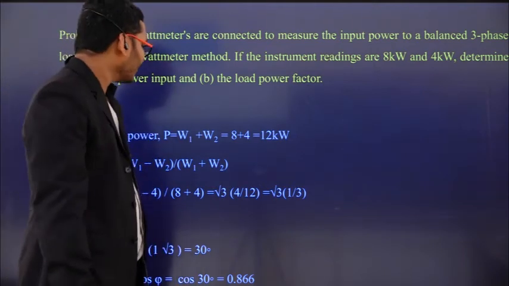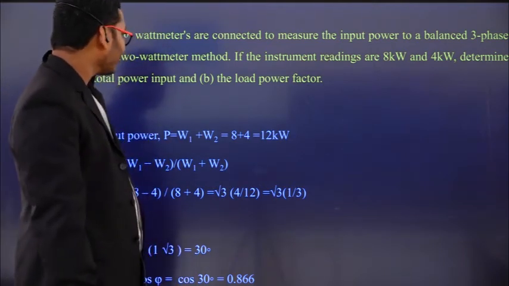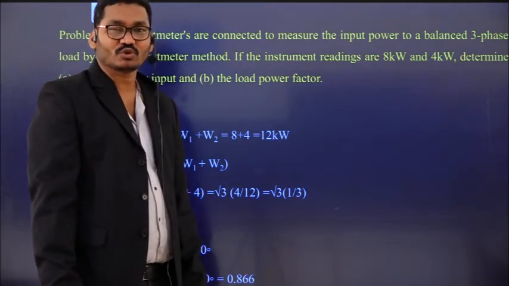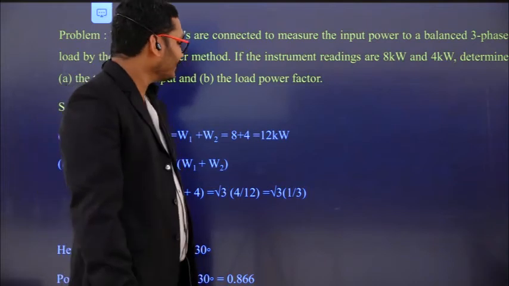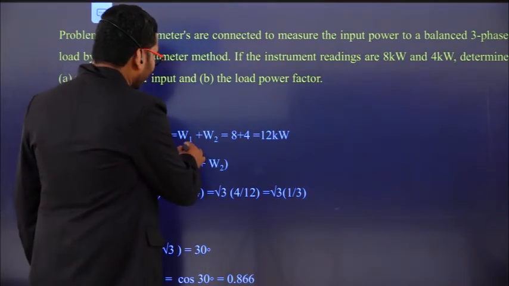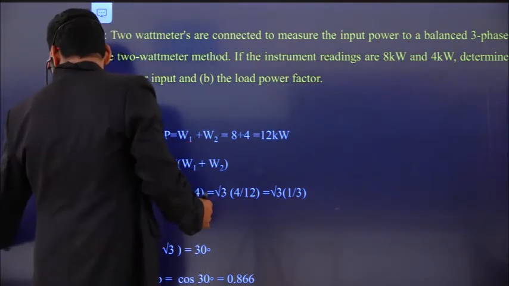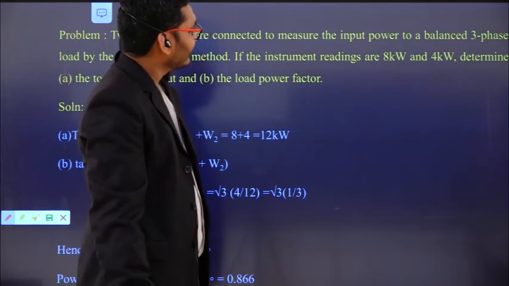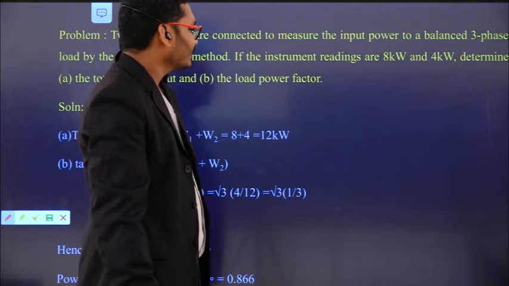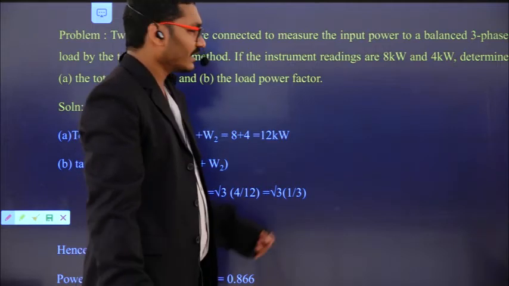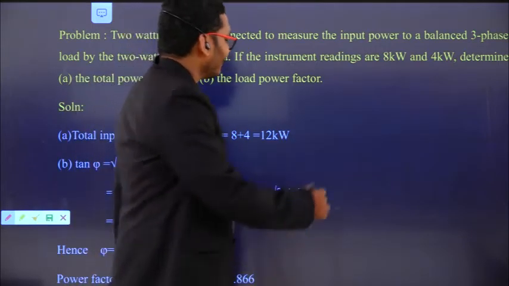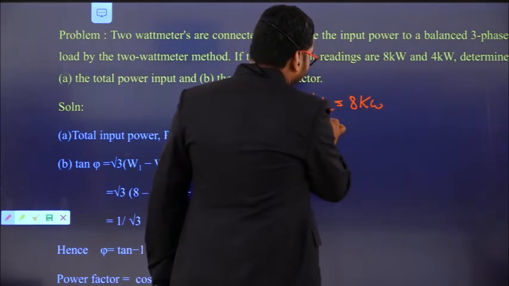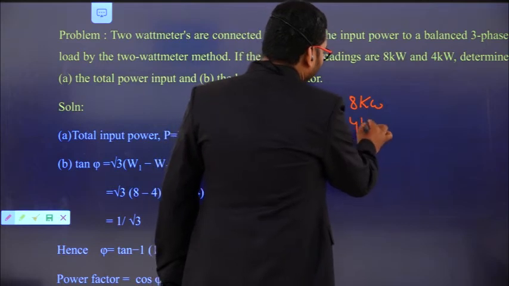By using the two wattmeter method, the total input power is the sum of the two wattmeter readings. So power equals W1 plus W2. One wattmeter measures 8 kilowatts and the other measures 4 kilowatts. Consider the maximum reading as W2. So here the maximum reading W2 is 8 kilowatts and W1 is 4 kilowatts.